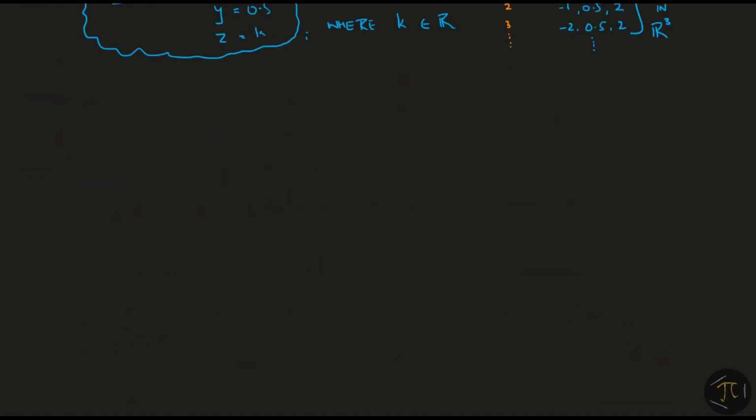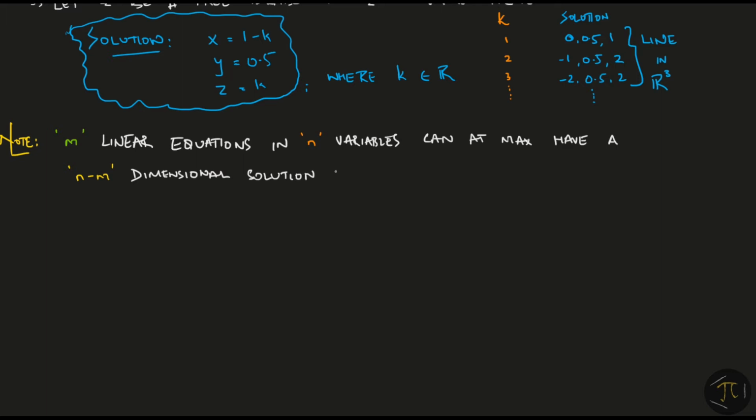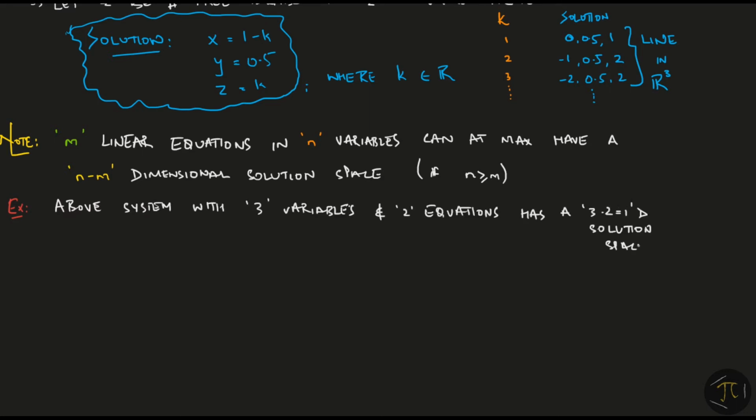So note that m linear equations in n variables can at max have an n minus m dimensional space as the solution. That is, if n is greater than or equal to m. For example, the above system with three variables and two equations has a one-dimensional solution space.